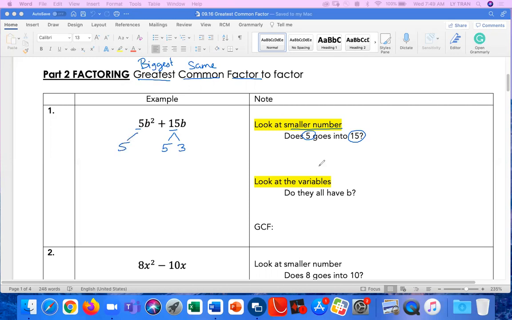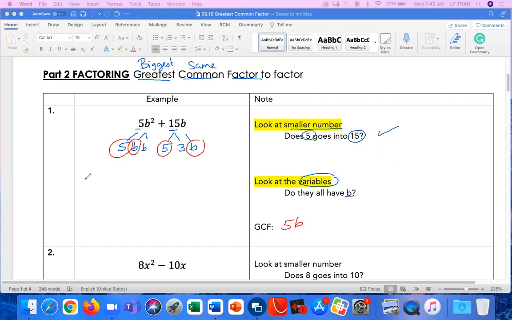Now you're going to look at the variable. Do all of them have b? Yes, they do. This one has b squared, that means b and b. And this one has b. So as you can see, what do they have in common? 5. Yes, we both have 5. So that's in my greatest common factor. I also have b. You also have b. Good. We can be BFF.